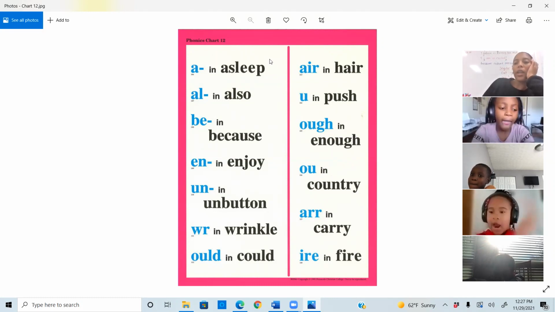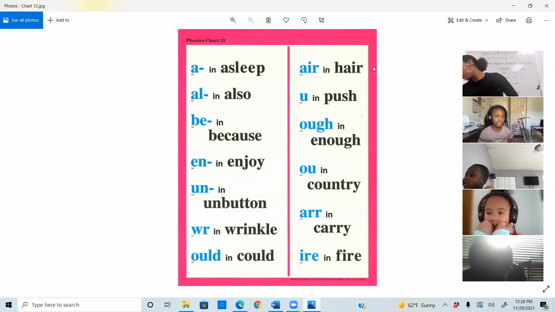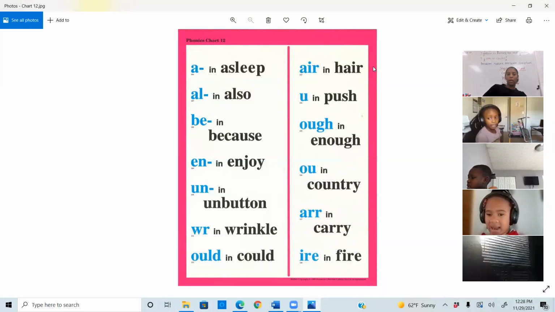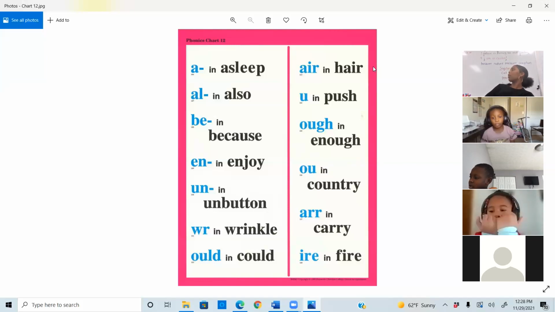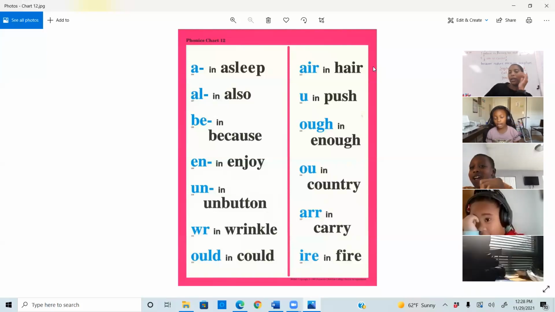All right, let's look at chart 12. A says... in asleep. AL says all in also. BE says be in because. EN says... in enjoy. UN says un in unbutton. WR says... in wrinkle. OULD says... in could. AIR says air in hair. U says... in push. OUGH says uf in enough. OU says... in country. ARR says air in carry. IRE says ire in fire.